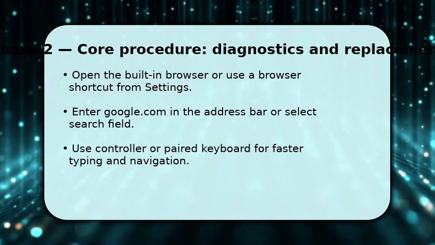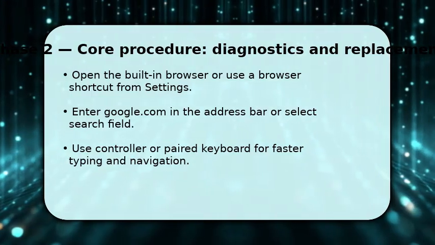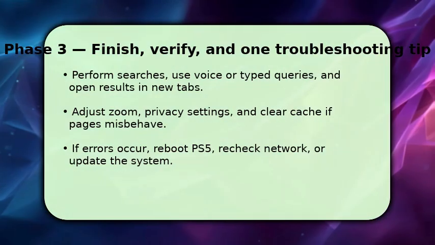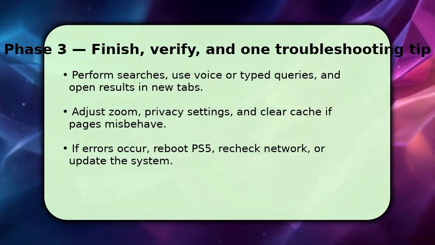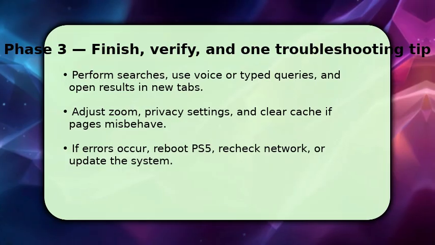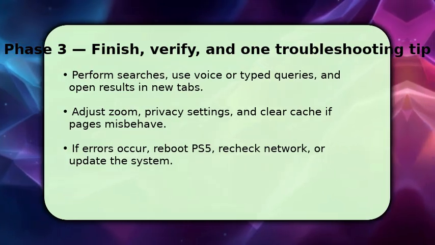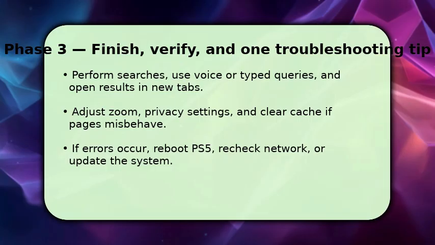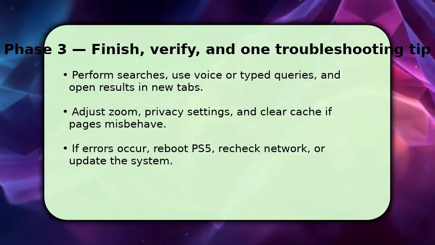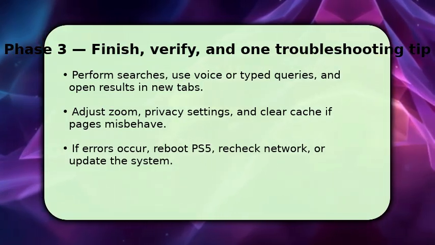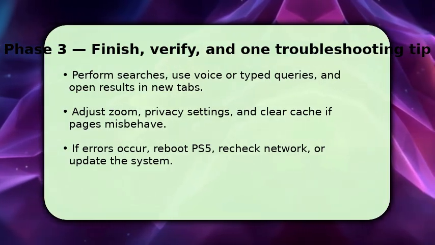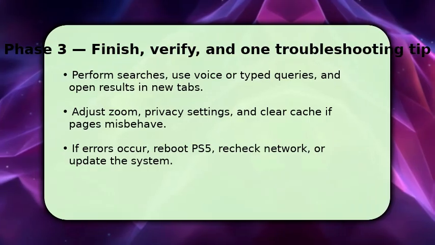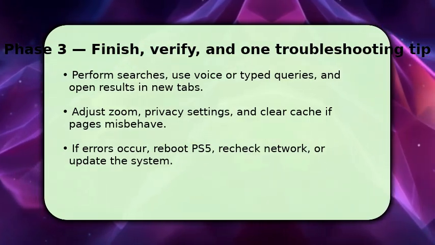You're finishing up. Run searches and refine results. Use typed queries or connect a microphone for voice input. Open links in new tabs to compare pages. Adjust display zoom and text size for readability, and visit Google settings to control privacy and search filters. If pages fail to load, clear the browser cache and cookies, then reload. If that fails, reboot your PS5, verify the network connection, and install any pending system updates.